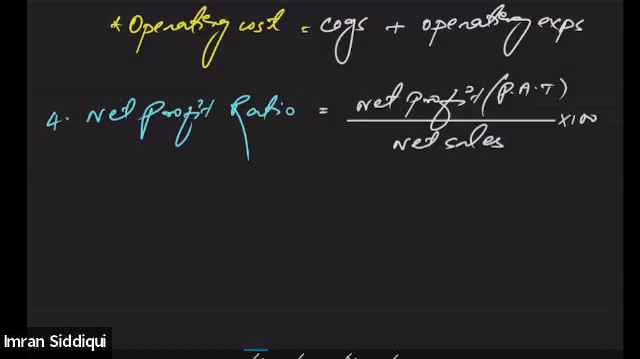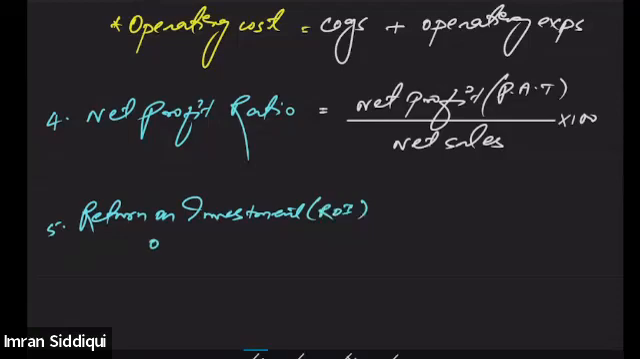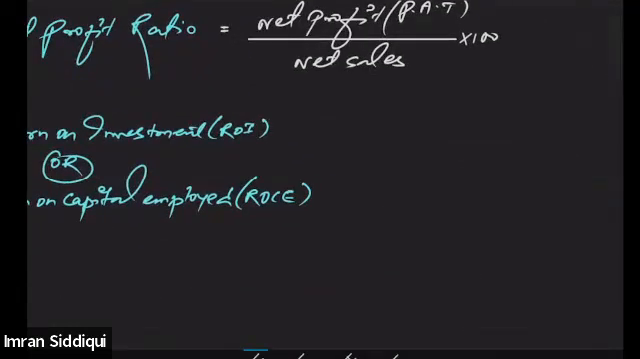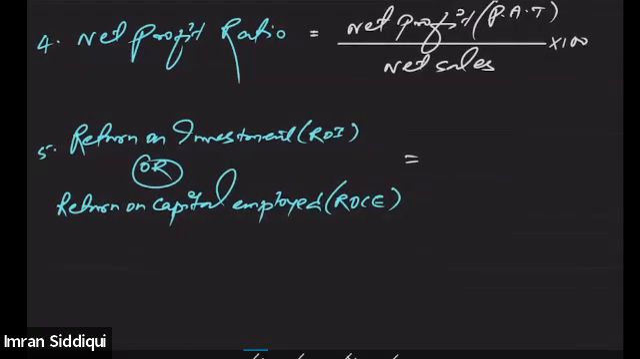Now, the fifth ratio will be a little different compared with the other four ratios, in a sense that this time the denominator will be different. This ratio is called return on investment, or ROI, and this is also called return on capital employed, in short ROCE. To find out the return on capital employed, the formula that we apply is profit before interest and tax, called PBIT, divided by the capital employed.